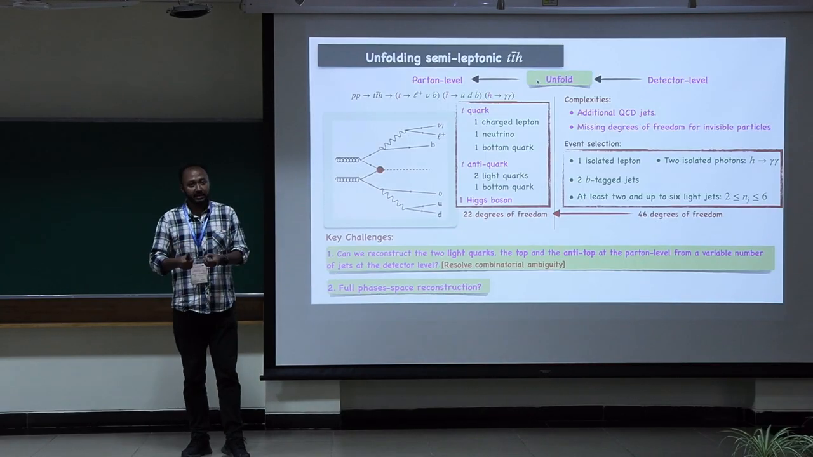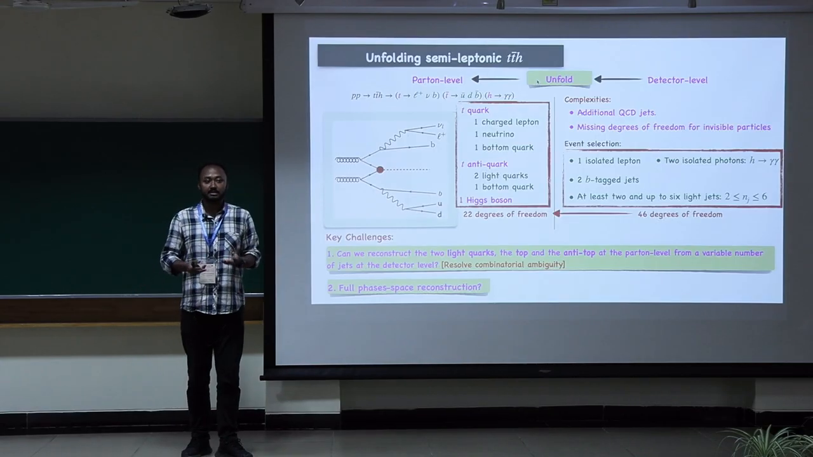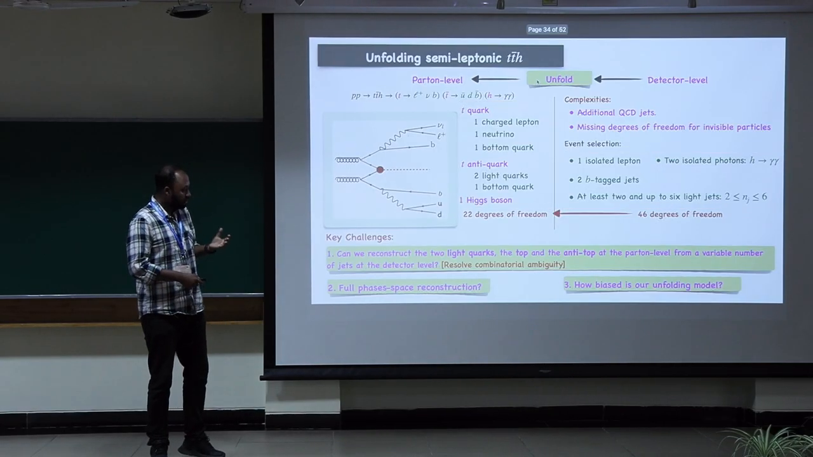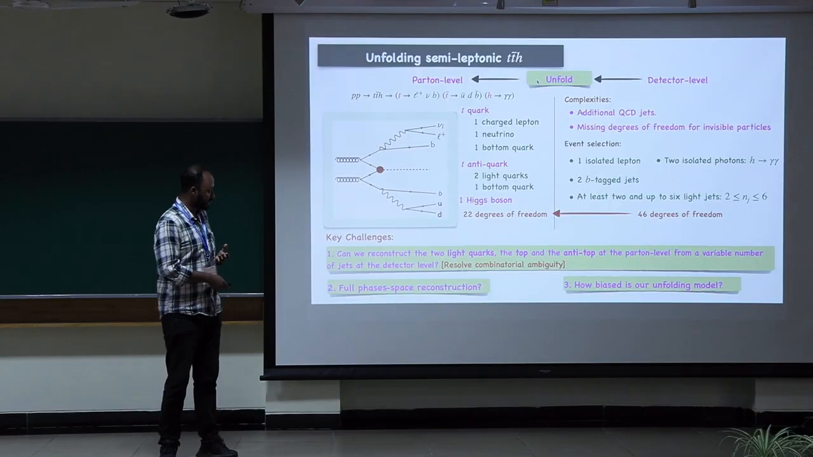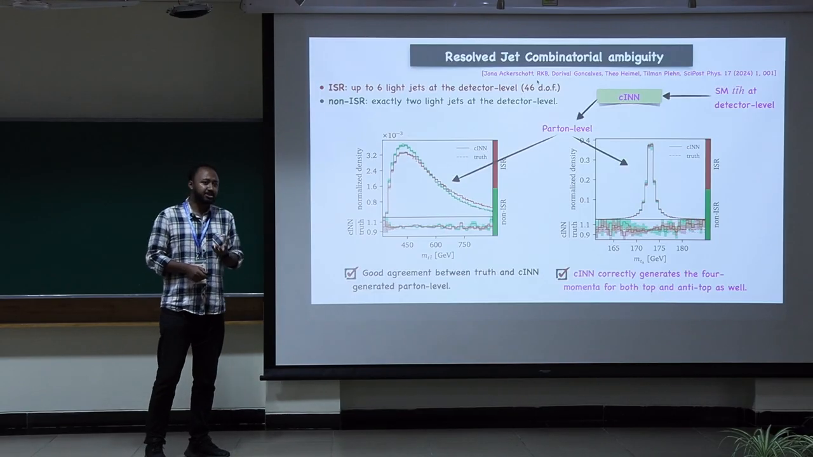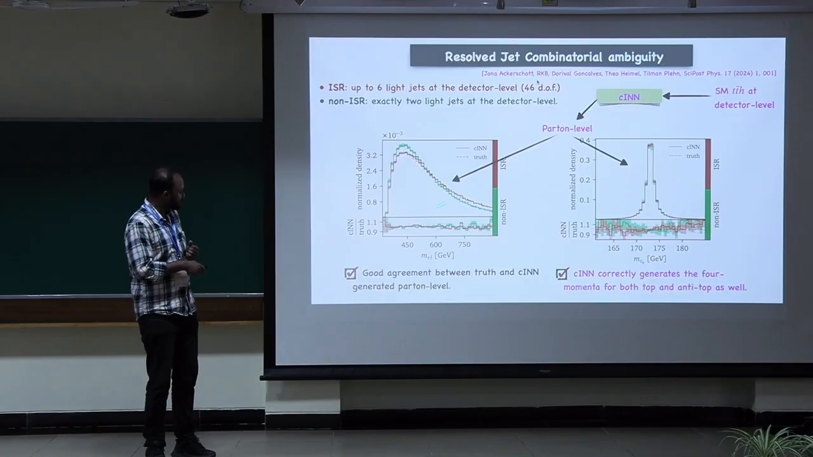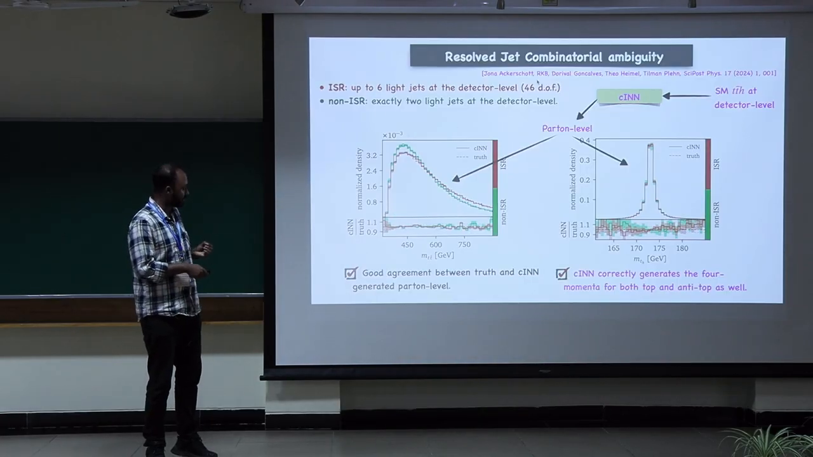But if you're using the network to generate some observables which have not been given to us in the training input, then how does it perform? And thirdly, we also check how biased the unfolding model is. So to answer the first question, it seems that the model is actually able to resolve the combinatorial jet ambiguity quite nicely. To see this, we can look at the distribution of the invariant mass of the top and the anti-top at the parton level.